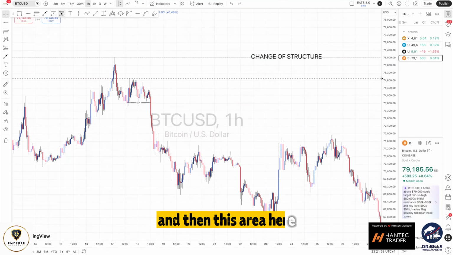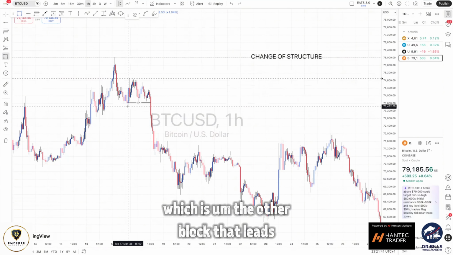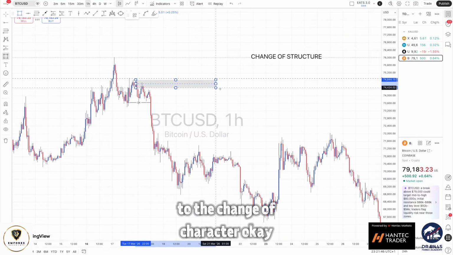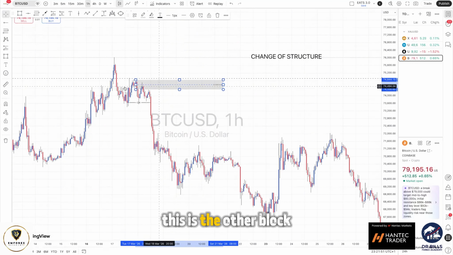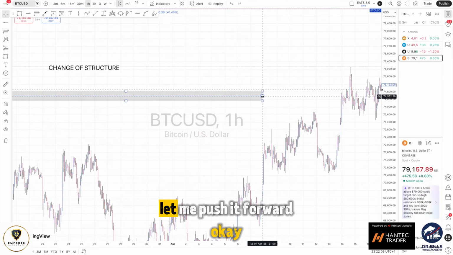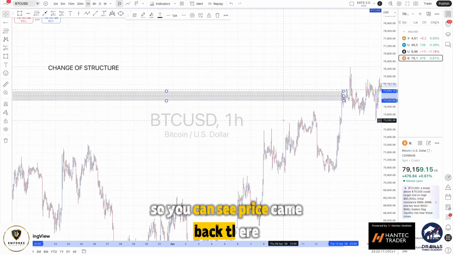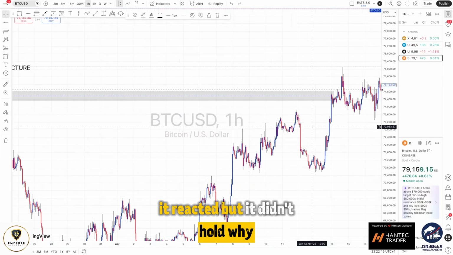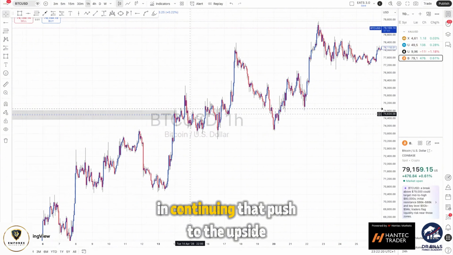And then this area here is the order block that led to the change of character. Price gained momentum to push all the way down. So at a later time, if price pulls back into that level, we might expect a reaction at that level. Let me push it forward. You can see price came back there and reacted, but it didn't hold. Why? Because price was actually interested in continuing that push to the upside.